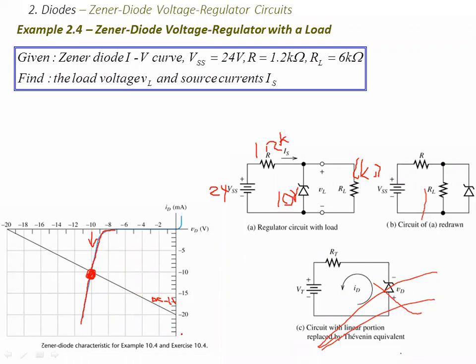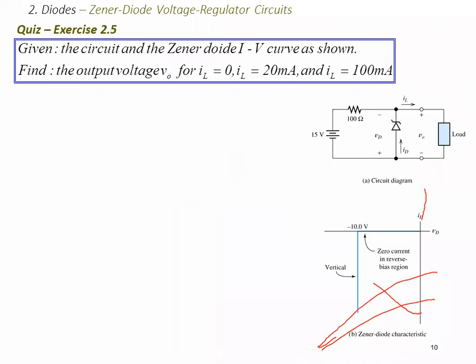Then, if this is 10 volts, right? Then what is the load voltage? Automatically, it's determined by this value. Then what is the current? It will be 24 minus 10 divided by the resistance, the overall voltage across the resistor over the resistance, right? And that is what you get, right? That's the operating point there.